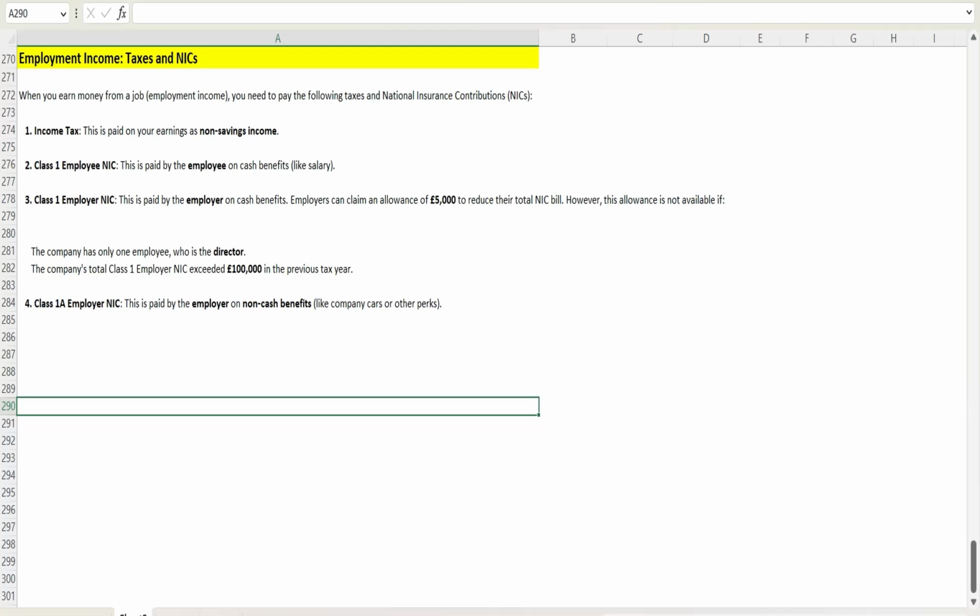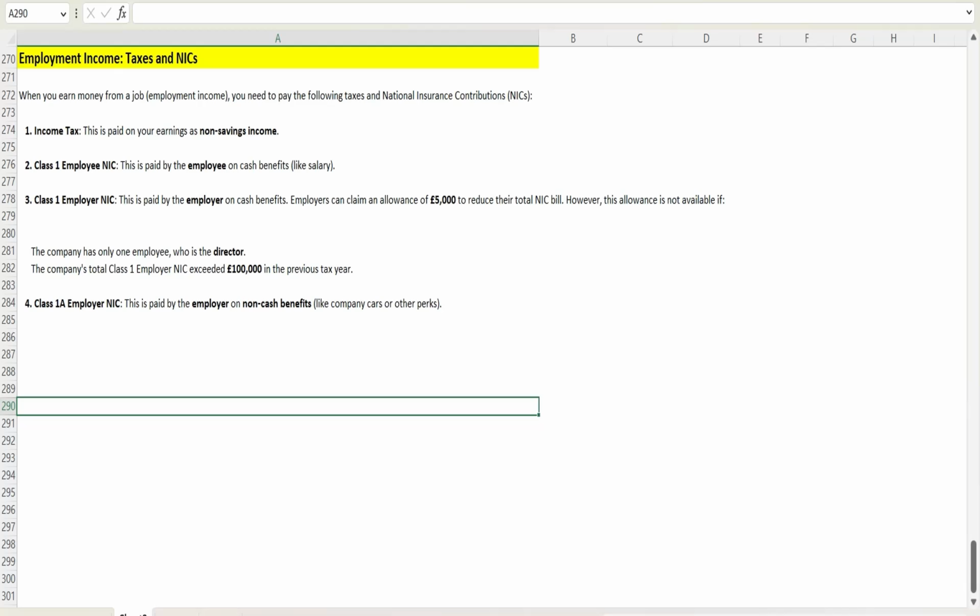And apart from the income tax, the individual also has to pay NIC on that income. It might be paid by the individual himself or herself, or by the employer. So there are three kinds of NIC which will be applicable: class 1 employee NIC, class 1 employer NIC, and class 1A employer NIC.